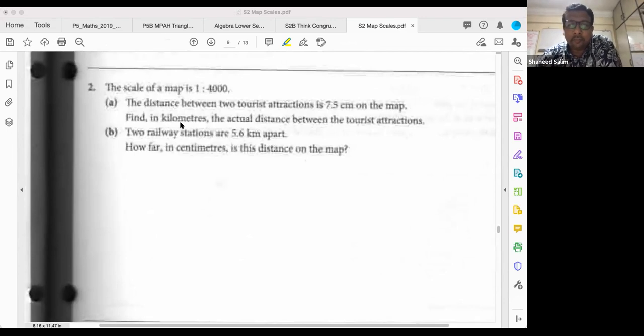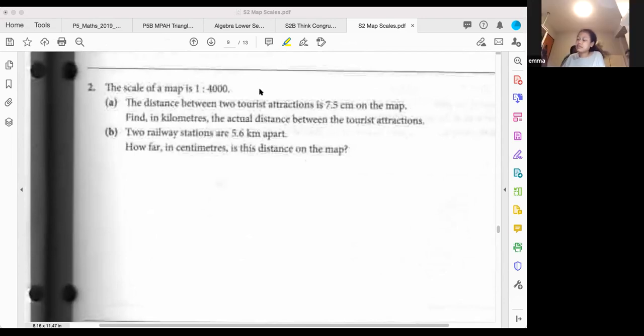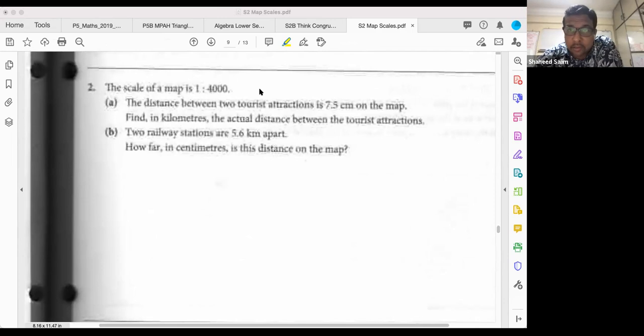Okay, you try the next one, Emma. This scanning, I think it wasn't too good. Well done. I must check on this.